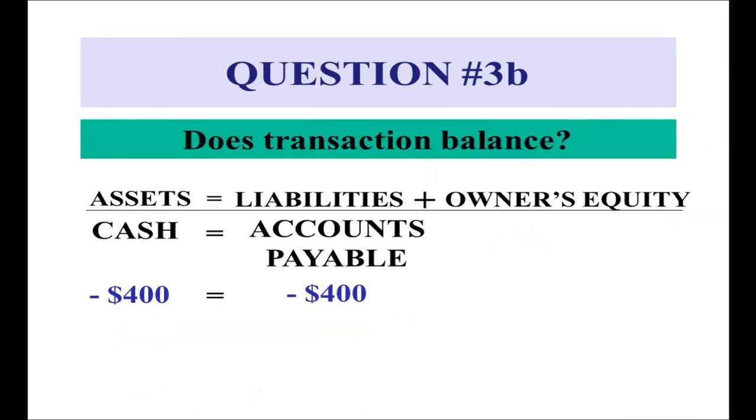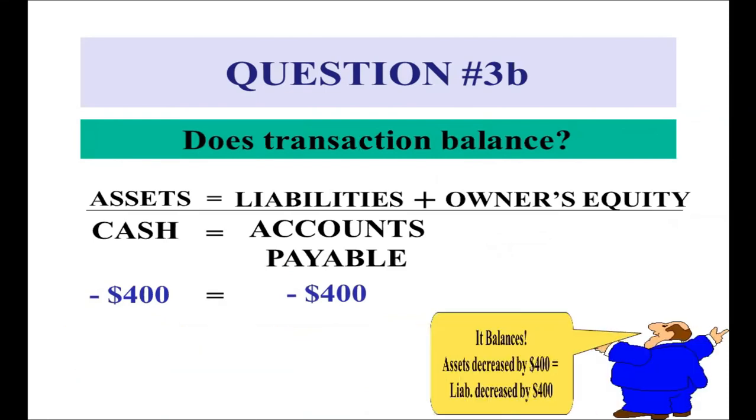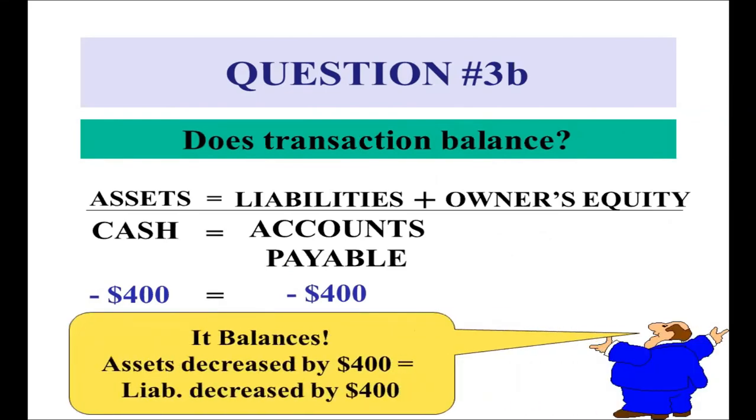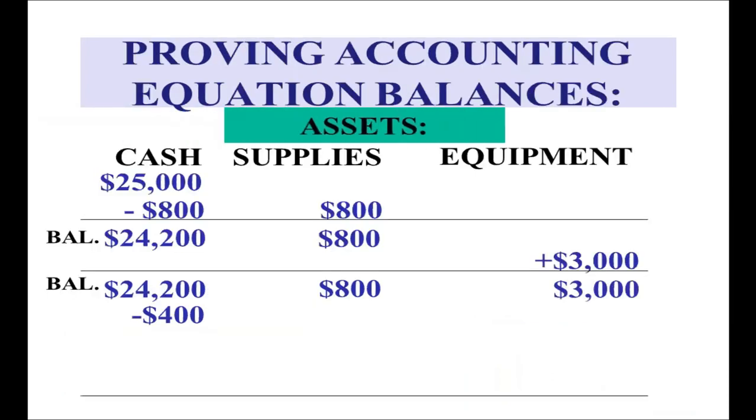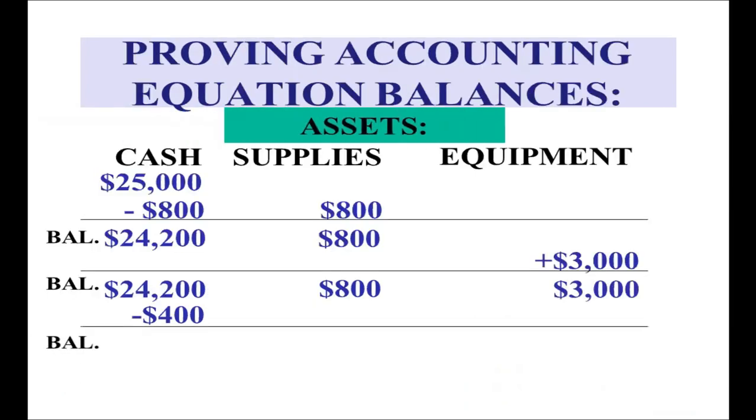So, does the transaction still balance? Yes, of course, it's still balanced. Assets decrease by 400, but liabilities also decrease by 400. So let's have a look, proving our accounting equation is still balanced. What are the assets that we have now? We have our total cash of 23,800 because of the additional deduction of 400 for the payment of our equipment.